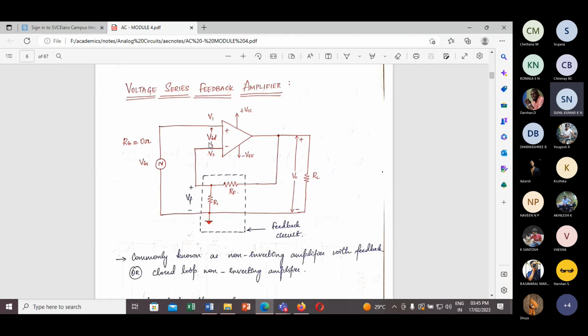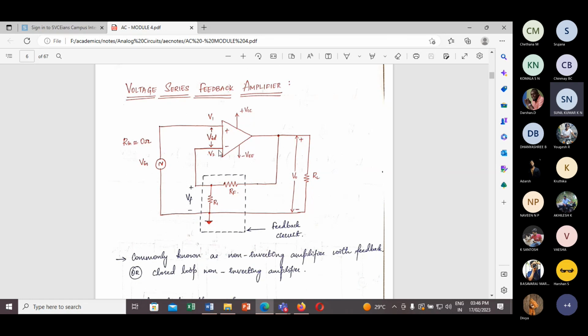Differential input voltage means V1 will be Vin, and V2 is nothing but Vf. So V1 minus V2 is what we have, because I already told you the input stage is made up of a differential amplifier. Differential amplifier means two inputs will be there, one from V1 and another from V2. Only the difference V1 minus V2 takes place here, and this VID will be amplified in the intermediate stage, and finally you will get it at the output.